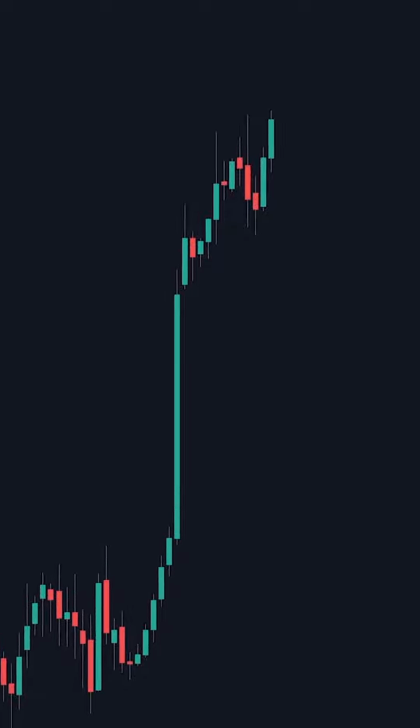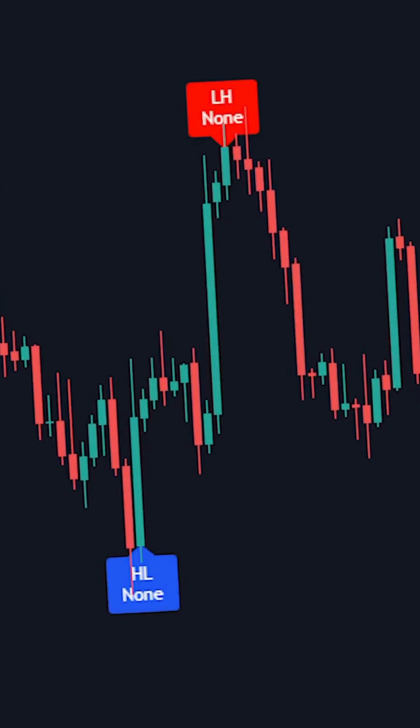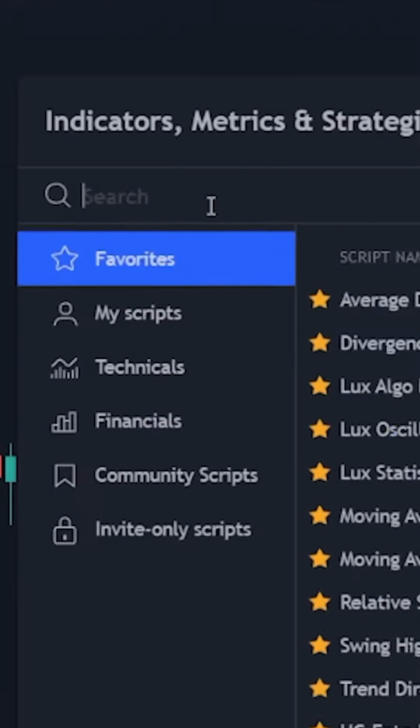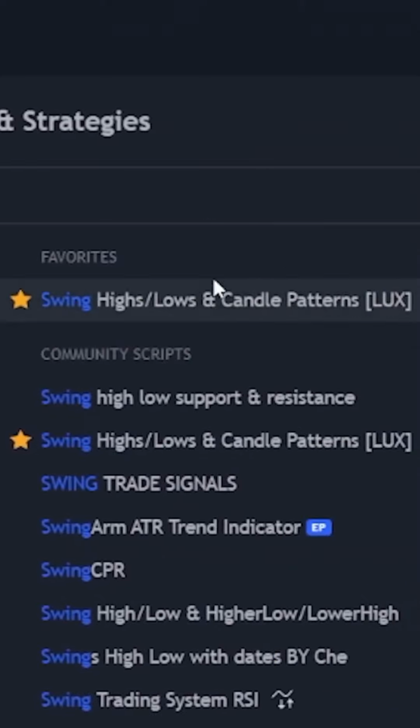Here's how to perfectly spot market highs, lows, and candlestick patterns on any chart. First, go to TradingView and then go to the Indicators tab and search for Swing, and then just click on this one by Lux Algo.